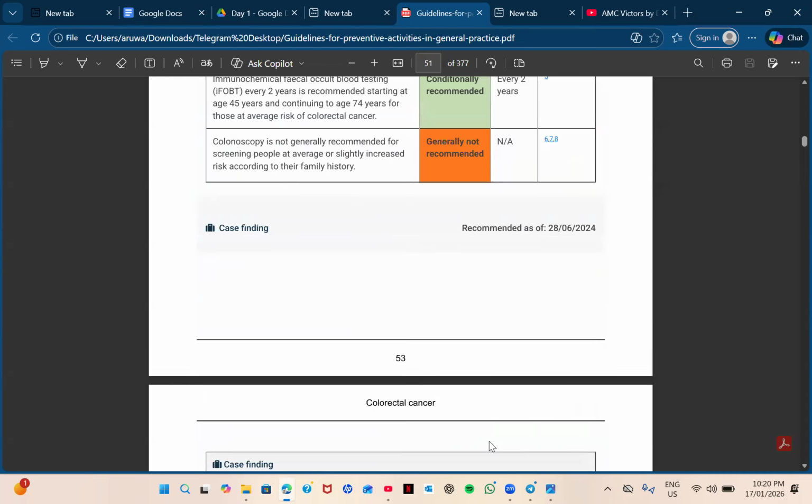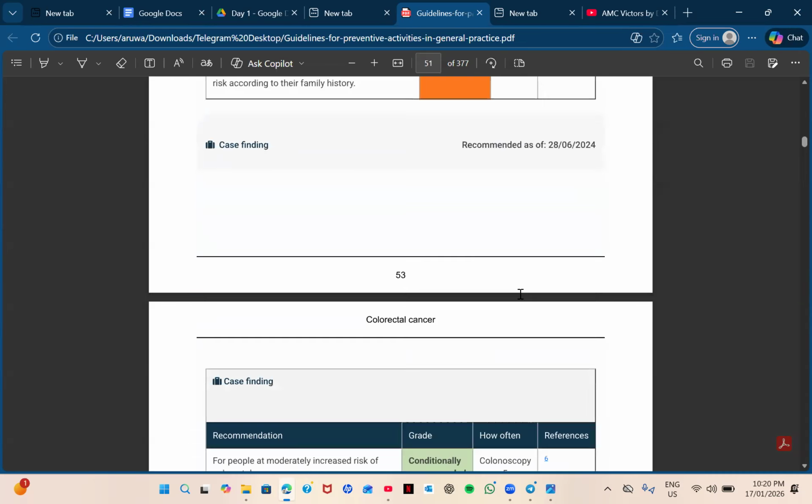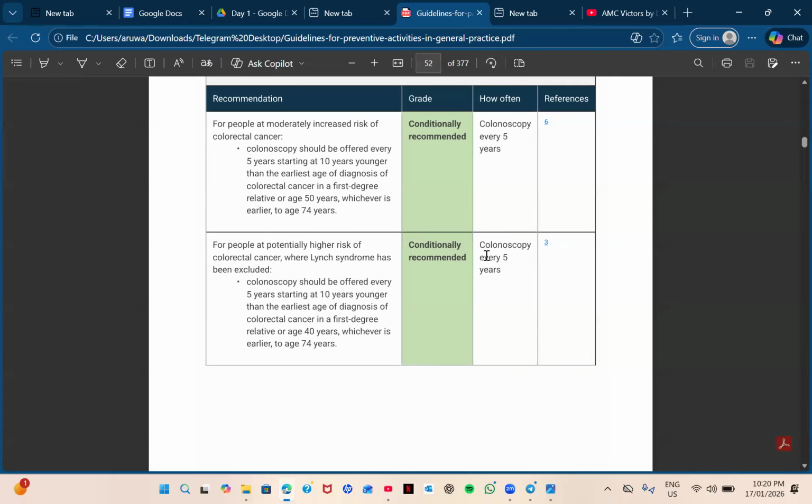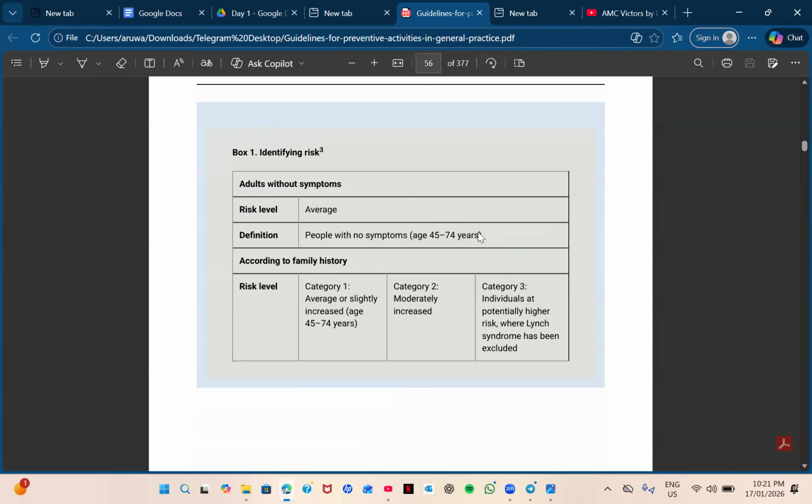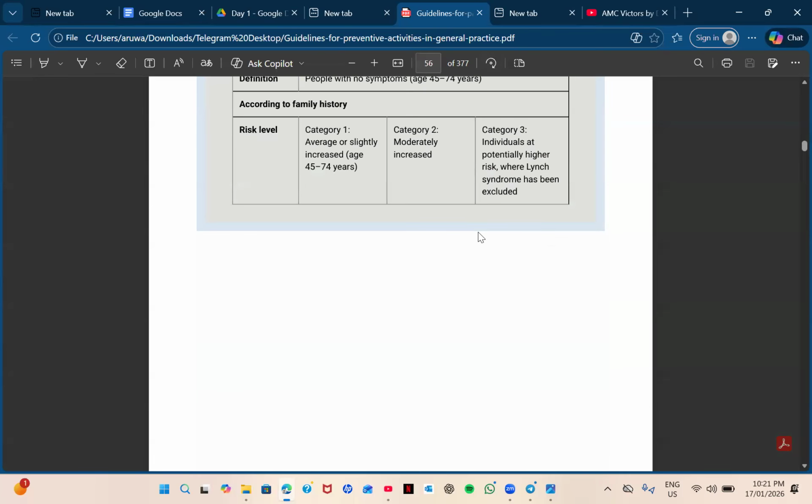Yeah, the colorectal one every 2 years. Yeah, colonoscopy every 5 years. So you can give it a rate here. That's the main thing you should remember.